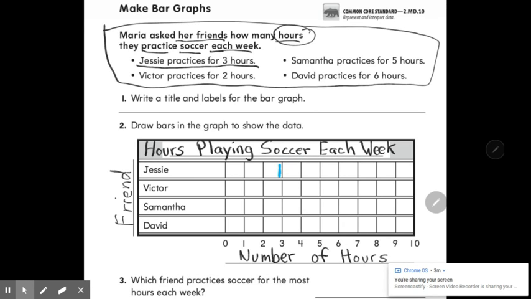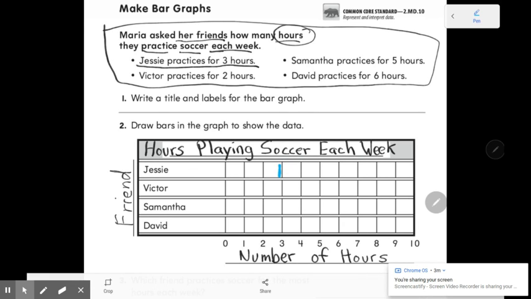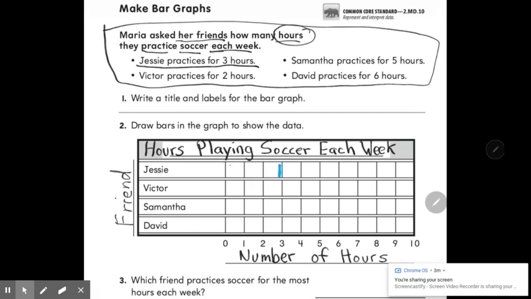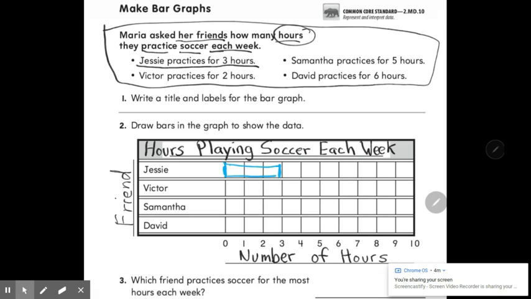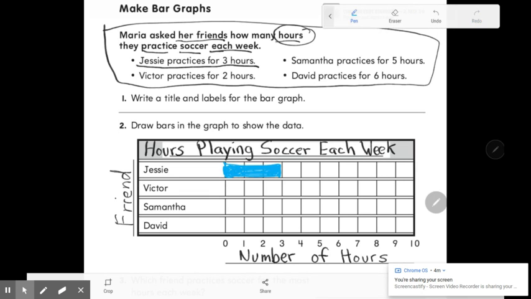That line helps me so that I'm not going to go over. And then on the zero, I have to draw my line right here because I cannot go over that either. So then I create two lines, like right there, and then I just color it in, and then I'm creating right there my bar for Jessie because she only did 3 hours.